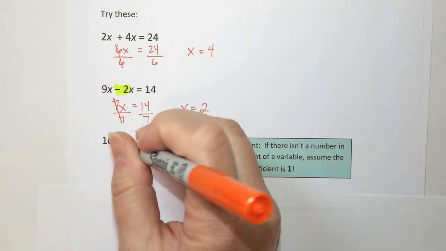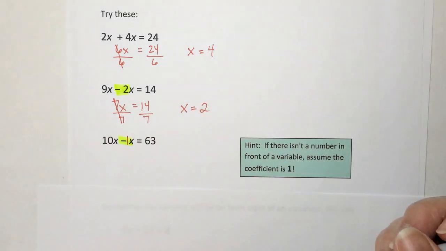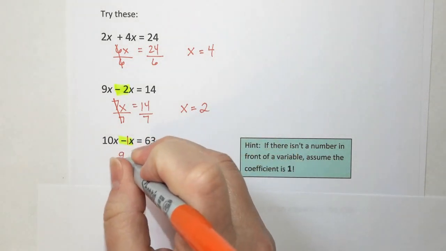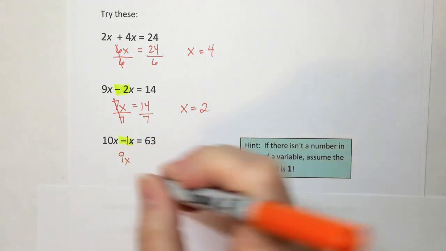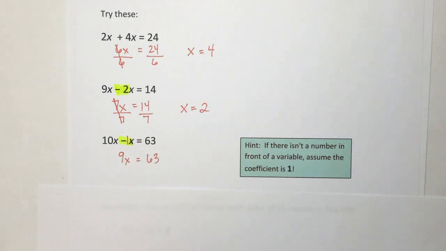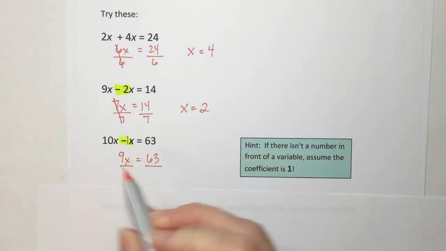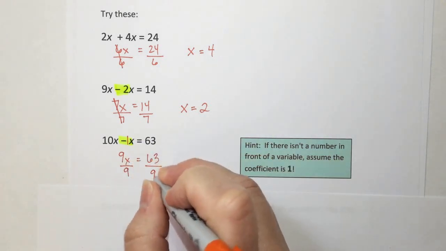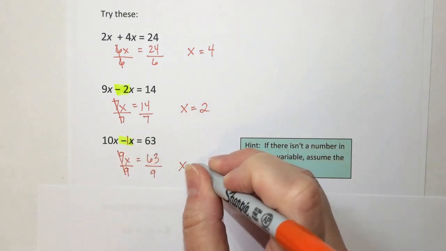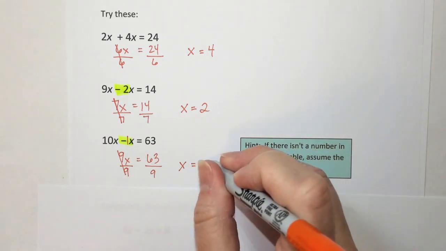Sometimes if you're not sure, you can always just write it in. So 10x minus 1x. Combine those together. 10 minus 1, 9x on the left equals 63. Now we're back to a one-step algebra problem. Divide both sides by the number that's next to my x, which is a 9. 9 over 9 cancels. On the left, I'm left with x equals 63 divided by 9, 7.